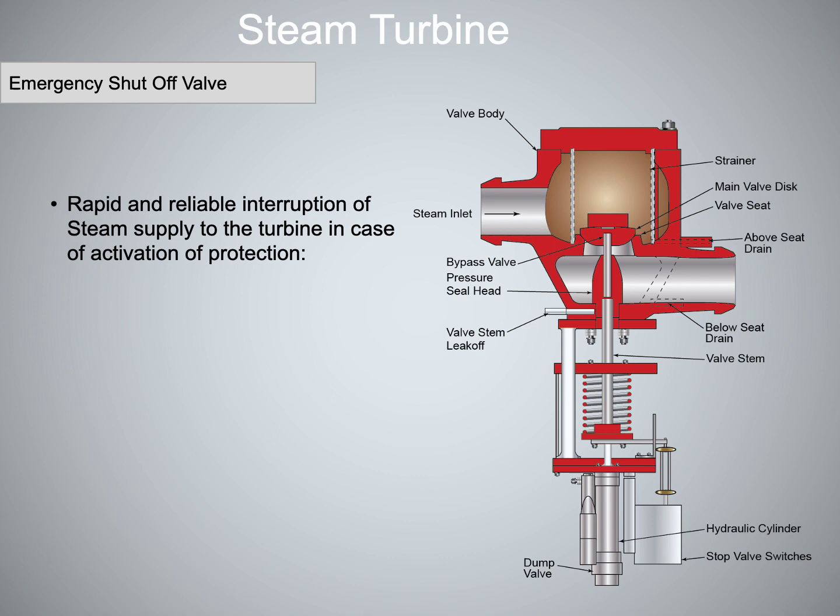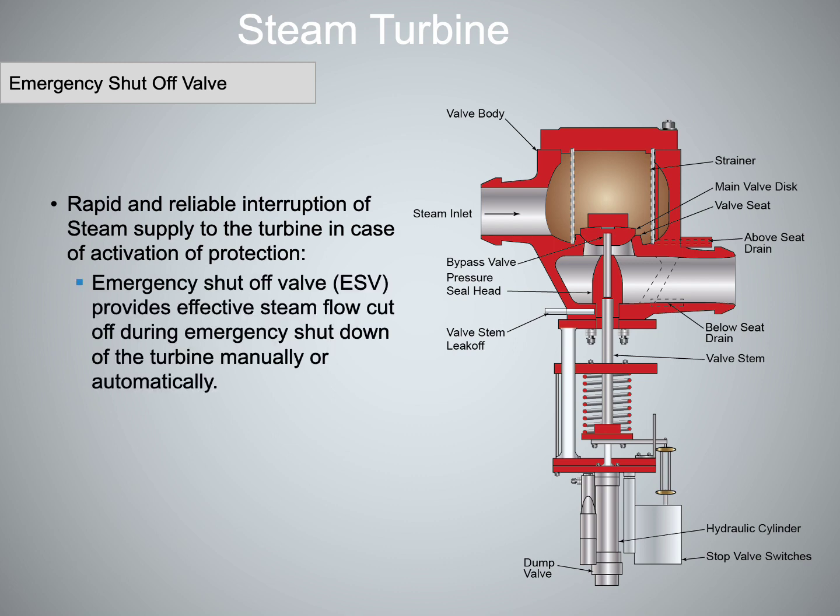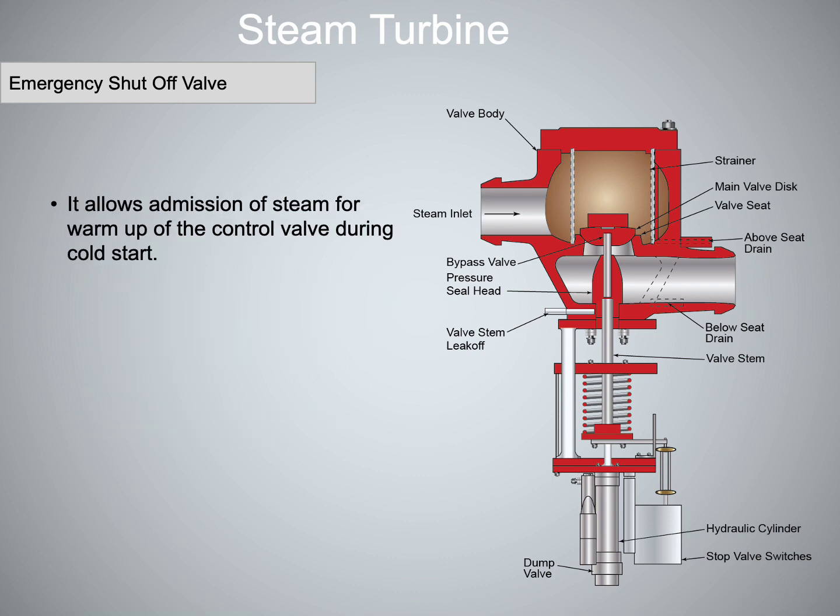Emergency shut-off valves provide rapid and reliable interruption of steam supply to the turbine in case of activation of protection. The emergency shut-off valve, ESV, provides effective steam flow cut-off during emergency shutdown of the turbine, manually or automatically. It adds a measure of safety critical to the turbine. It allows admission of steam for warm-up of the control valve during cold start.